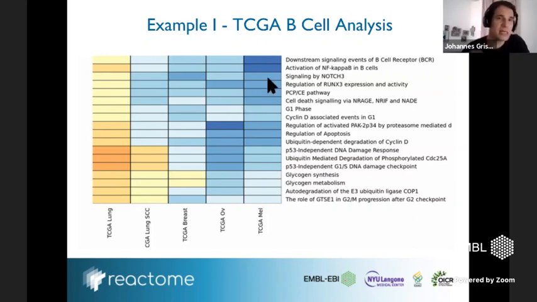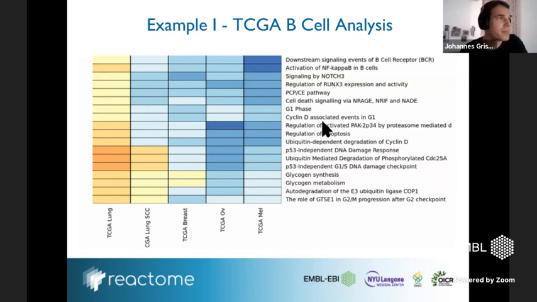For example, this is a dataset where I check for high and low numbers of B cells, something we're studying. And you can see that samples with a lot of B cells, here melanoma, have a lot of B cell receptor signaling. That's what you expect. The same is true for ovarian cancer, for breast cancer, and for squamous cell carcinoma in lung, but it's not true for lung adenocarcinoma. So apparently the role of B cells in lung adenocarcinoma is completely different than in the other cancers.